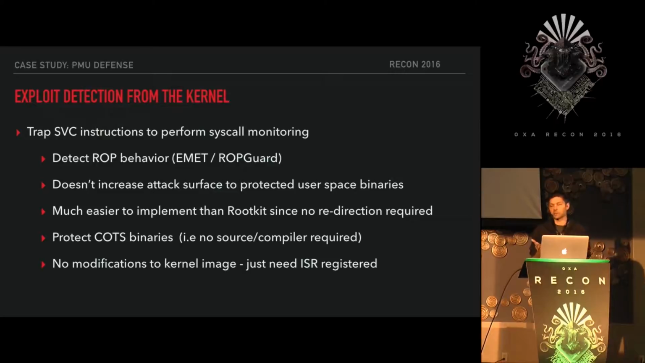And this is much easier to implement than the rootkit because we don't have to worry about redirecting code execution. We just need to apply some sort of integrity policy to make sure things are legit on the syscall. Further, that could allow us to protect COTS binaries, so we don't have to lean on vendors to compile in protections. And we don't have to patch the kernel, we just need a kernel module loaded or some other way to register for an interrupt service routine.